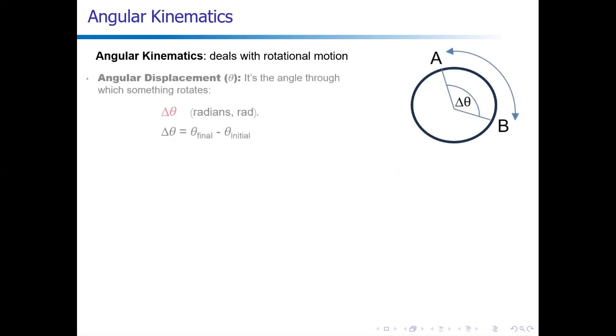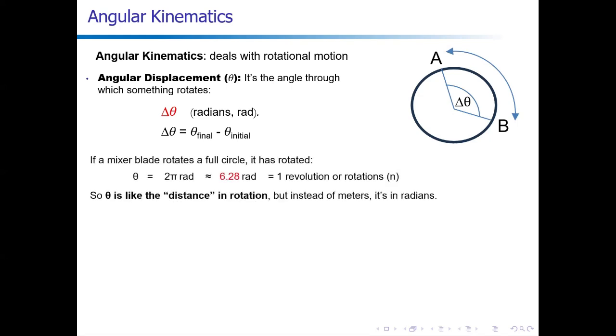We define angular displacement as delta theta, which is equal to the final theta minus the initial theta. If an object rotates a full circle, theta equals 2 pi radians, which is equal to 6.28 radians. That's equivalent to 1 full revolution. So in revolutions, theta is your rotational distance.